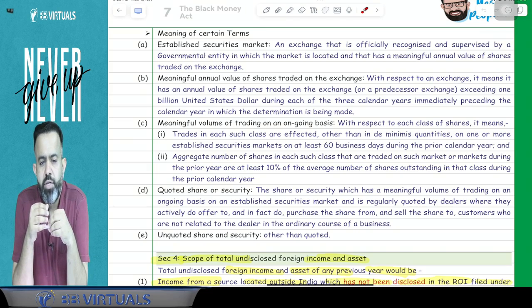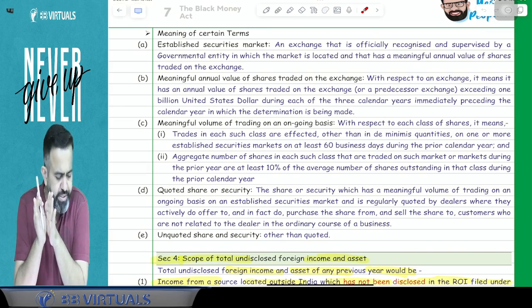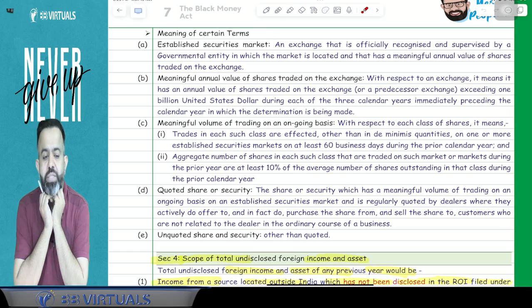Okay, sir, the conversion rate of the bank account will be taken on 1st April? Yeah, that is the valuation date. Always the conversion rate will be the 1st April of the previous year. That is the valuation date.